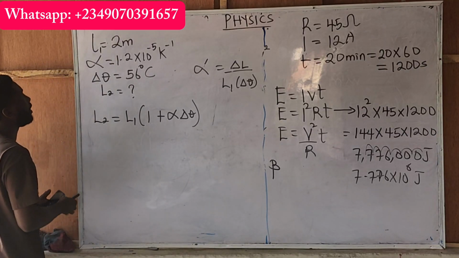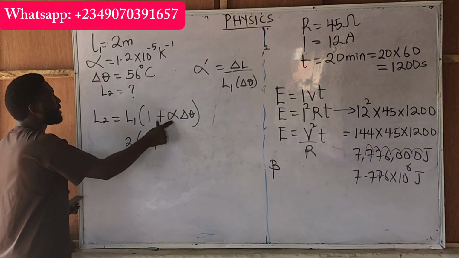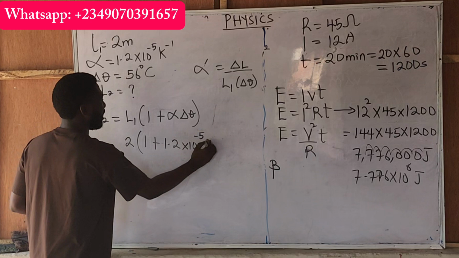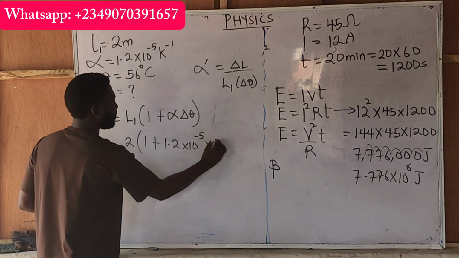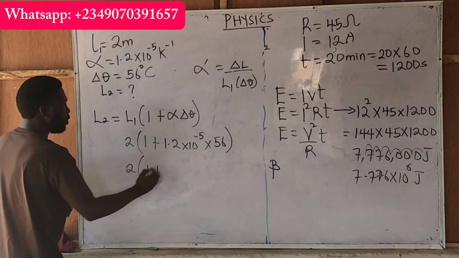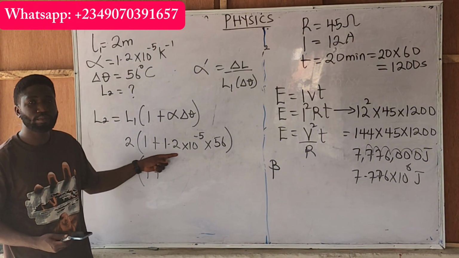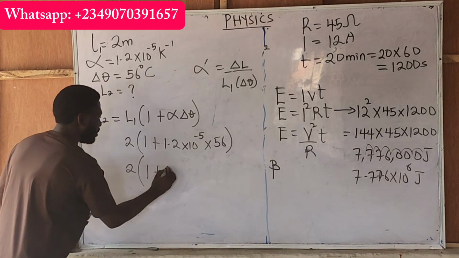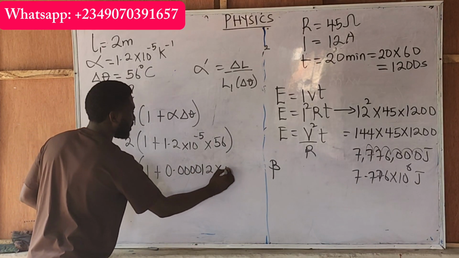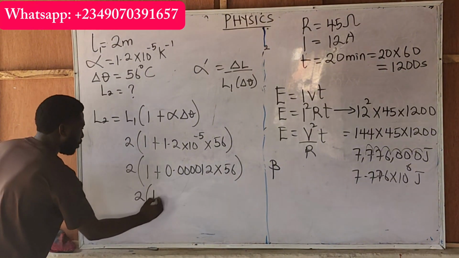So now we want to get L2. For L2, L1 is 2 meters. We have 1 plus, what is linear expansivity? That is 1.2 times 10 raised to minus 5. And then the change in temperature is 56. So this will give us 2 into bracket 1 plus. To easily do this, you can change this one to ordinary form, and that will give us 0.000012, then multiply by 56. So this will give us 2, then we have 1 plus.